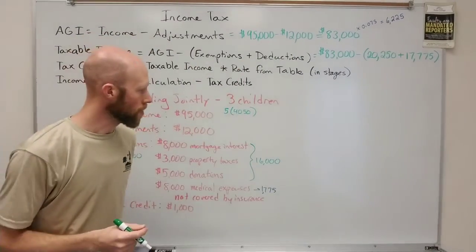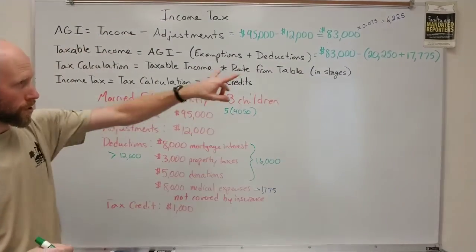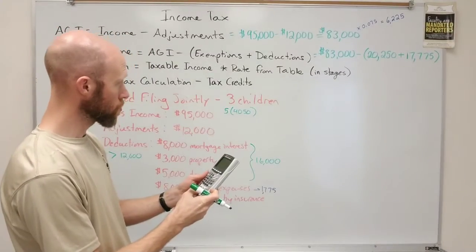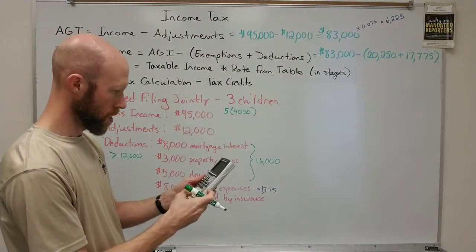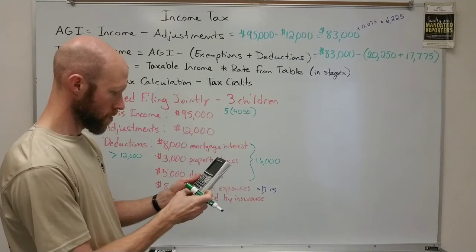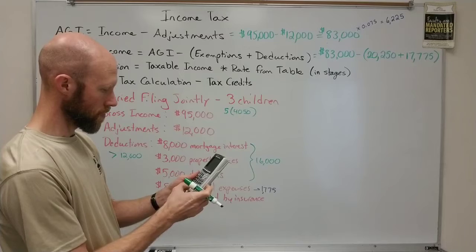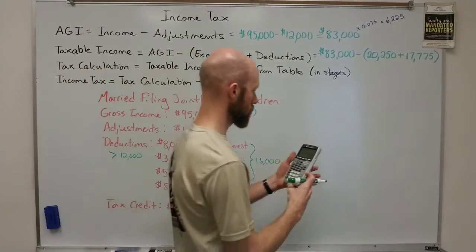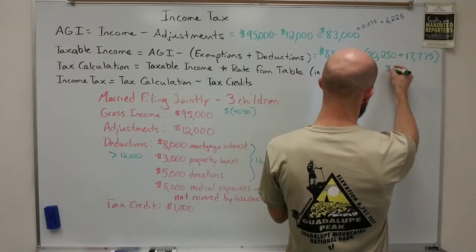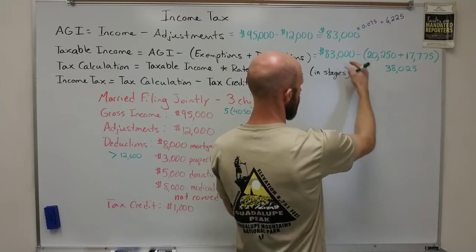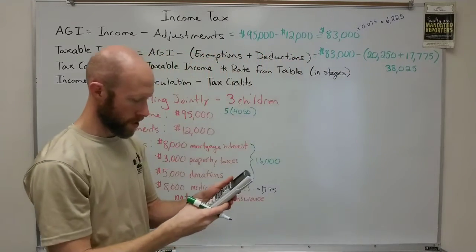Okay, so now I'm going to do that arithmetic quickly. The 20,250 plus 17,775 is $38,025. And then I'm going to subtract that off of the 83,000.